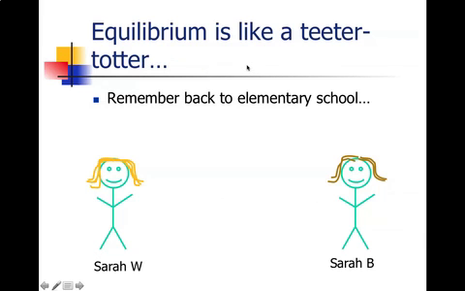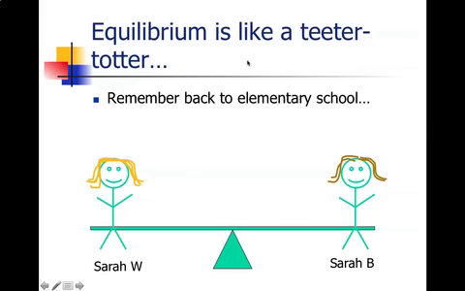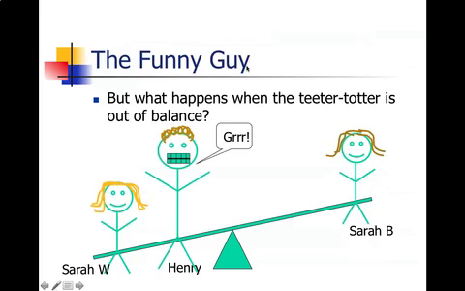Equilibrium is quite a bit like a teeter-totter. If you remember back to elementary school, we can have two students on the teeter-totter, and if they're relatively the same size, they could really both be sitting on it normally without moving their legs, and it wouldn't be going up or down. But then somebody comes in and puts the teeter-totter out of balance. So Sarah B is way up in the air now, and Sarah W is on the ground, and they don't want to be that way.